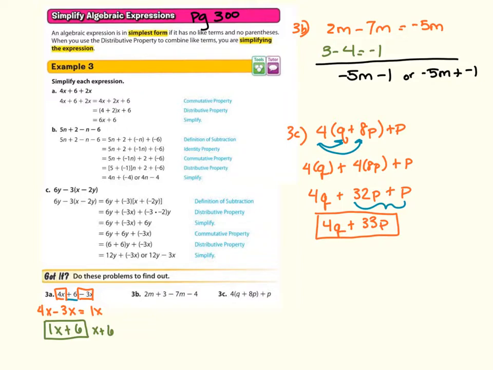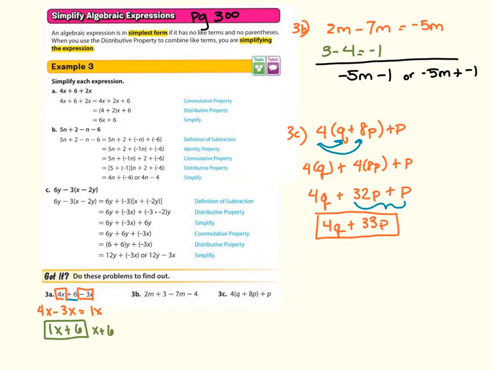3c was kind of tricky because you had to do the distributive property with the factor of 4. So please note that 4 gets multiplied to the q, and since it's multiplication, you can actually go ahead and multiply 4 times 8p because you have to think, multiplication is basically a shortcut to repeated addition. So if I added 8p's 4 times, we can do that. It's just a shortcut to multiplication. So you're able to multiply 4 times 8p and get 32p, okay?